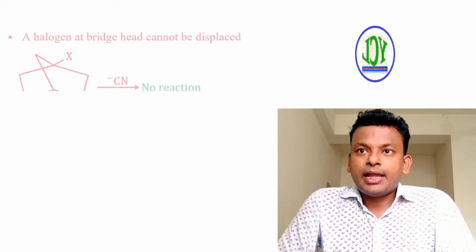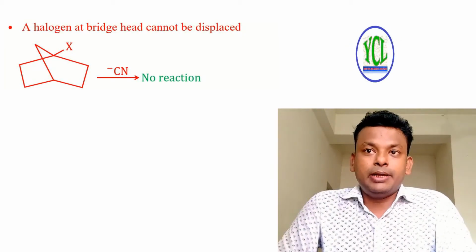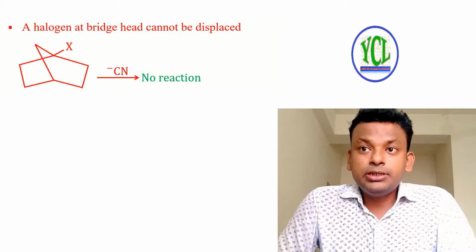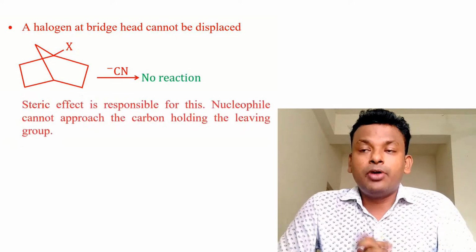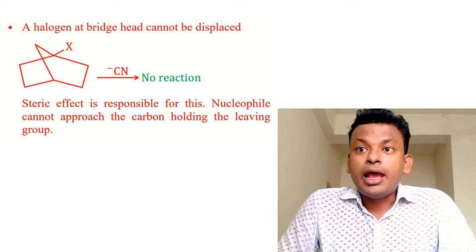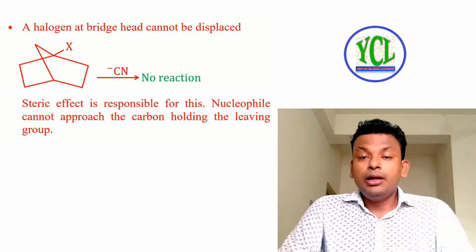And next, a halogen at a bridgehead cannot be displaced. Here it shows no reaction. Steric effect is responsible for this. The nucleophile cannot approach the carbon holding the leaving group.